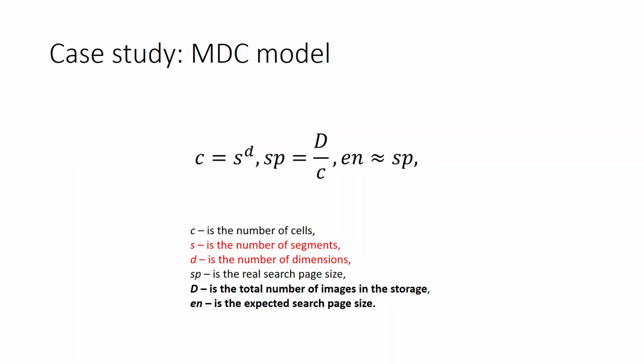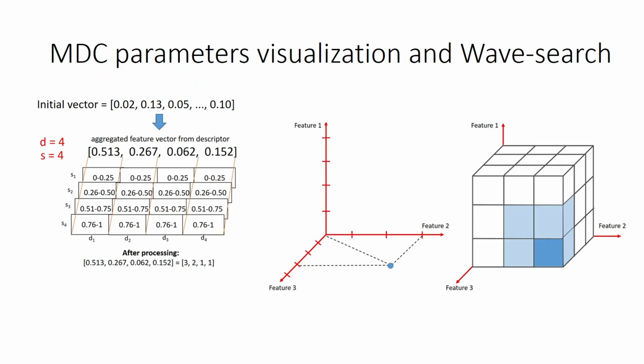The parameter number of cells is calculated from the number of segments and the number of dimensions, and also the real search page is calculated using these parameters, and it should be as close as possible to the expected search page size. So this is how these parameters are used.